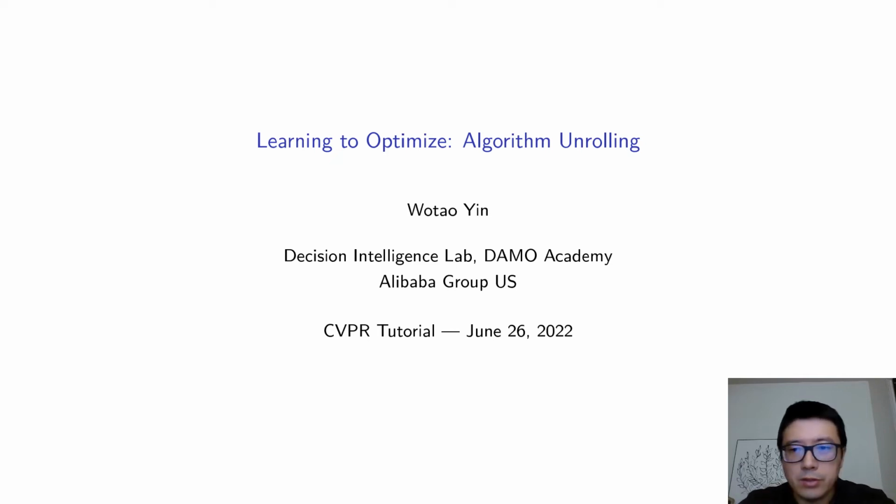Hello audience, today I'm going to give a tutorial on an exciting emerging area called learning to optimize, and I'm going to focus on one methodology of learning to optimize, which is called algorithm unfolding or algorithm unrolling, same meaning. I'm Wotao Yin from Decision Intelligence Lab of Damo Academy, a research center of Alibaba Group US.